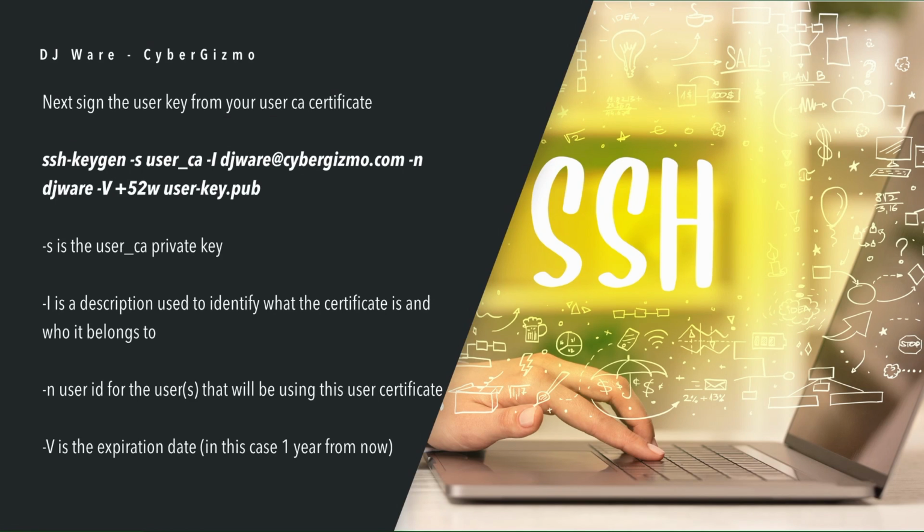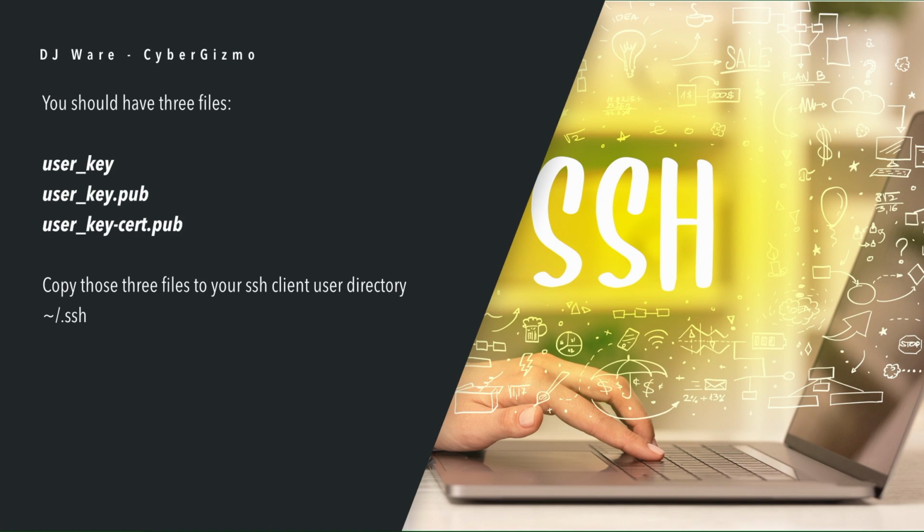And you will end up with 3 files: the user key and the user key pub that were generated during the user key process, and then the third one, which was just added when we signed the key, which is the key-cert.pub. I'll need to copy those, all 3 of them, over to my .ssh directory in order for them to work.